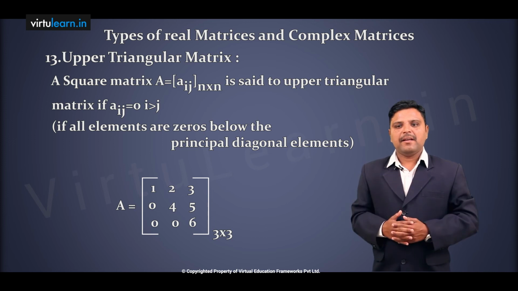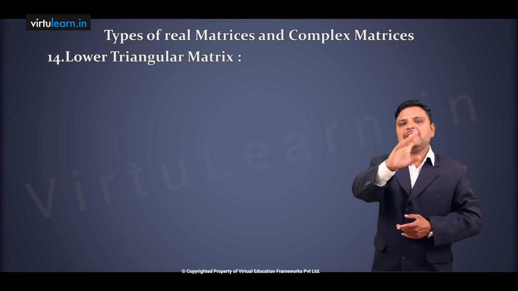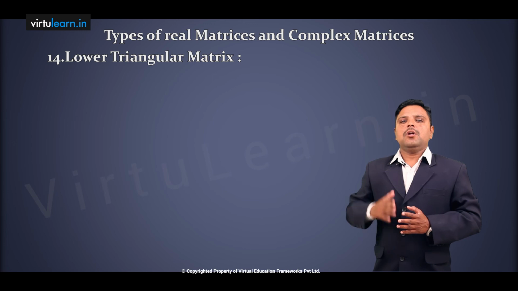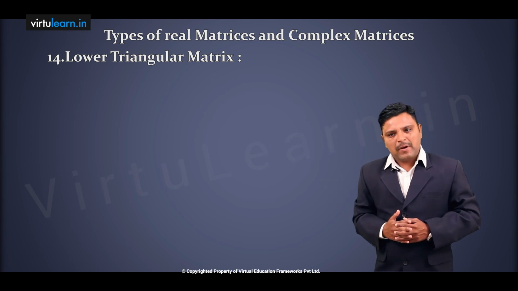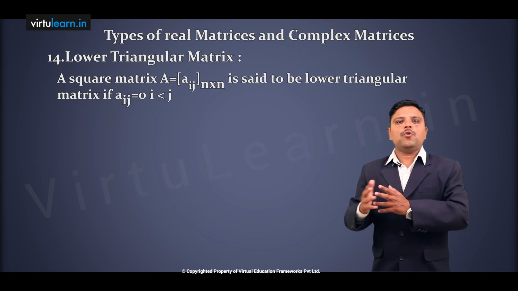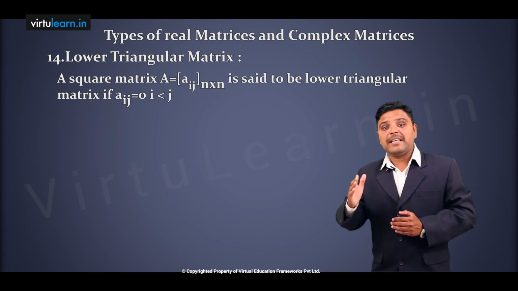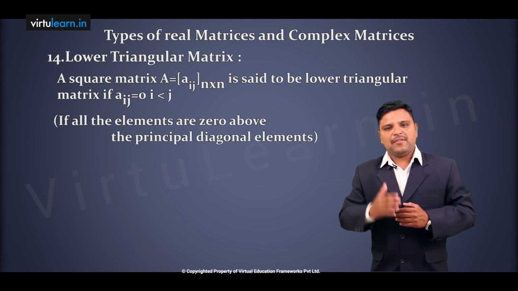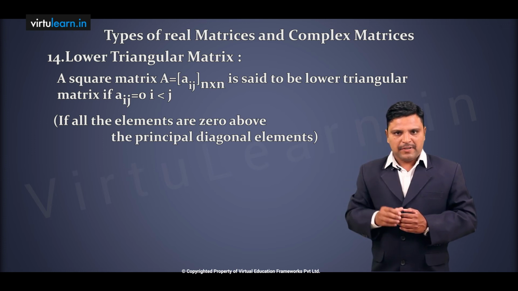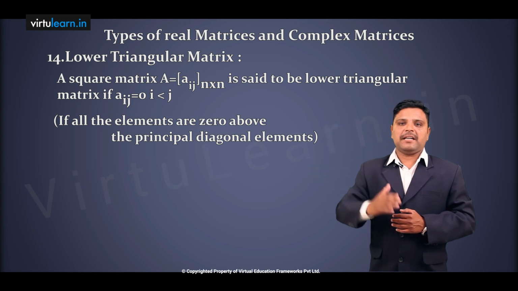In the same way, I am explaining the lower triangular matrix. If i is greater than j, then this is upper triangular. If i is less than j, lower triangular matrix. Once again, lower triangular matrix: a square matrix, capital A equal to Aij is said to be a lower triangular matrix if Aij equal to 0 if i is less than j. For a rough definition to remember, all the elements are zeros above the principal diagonal elements.